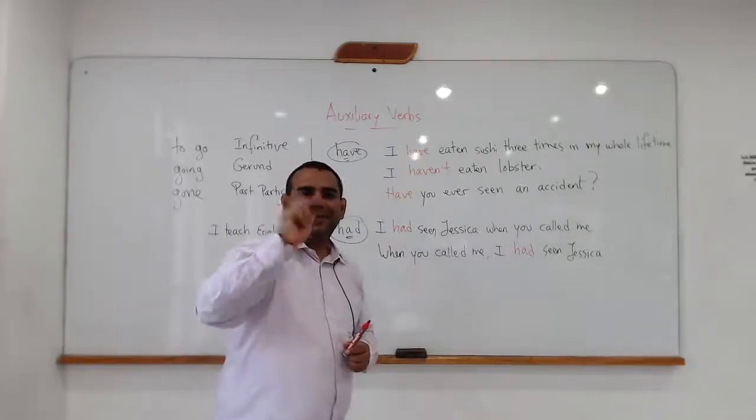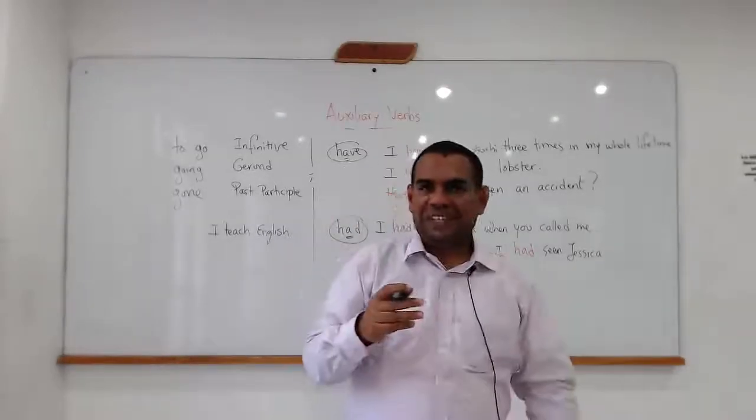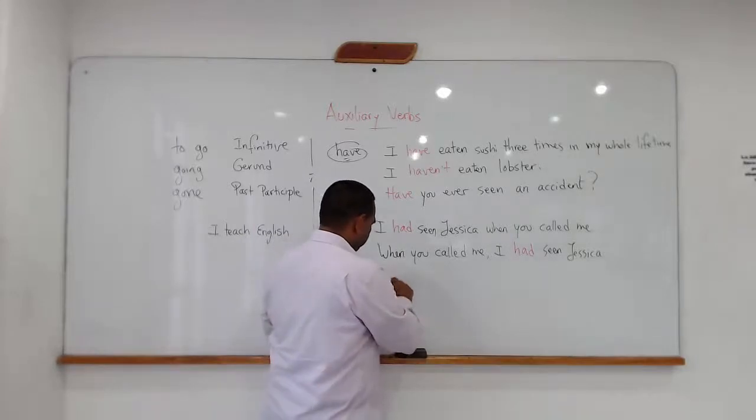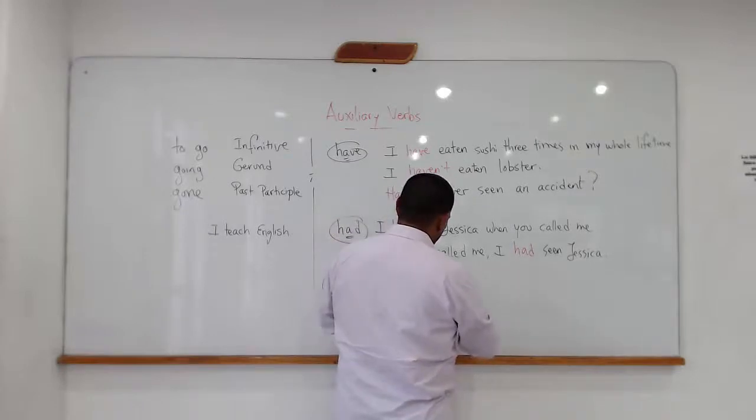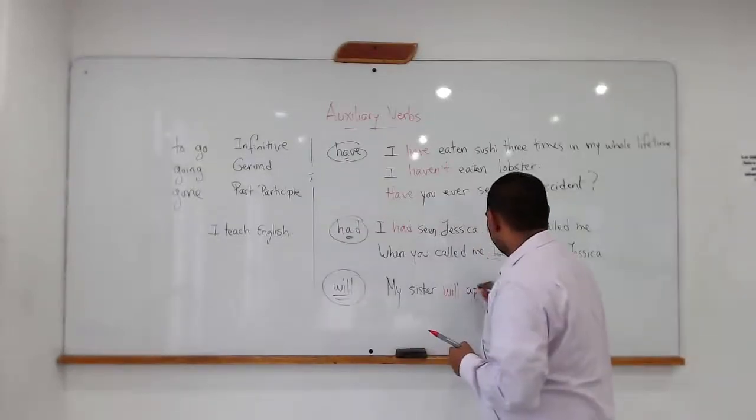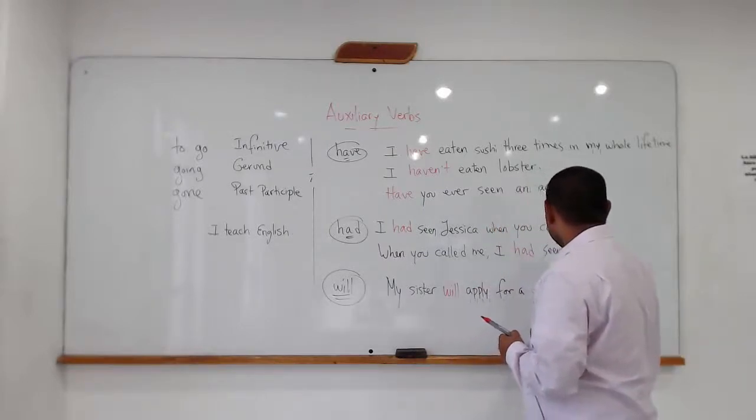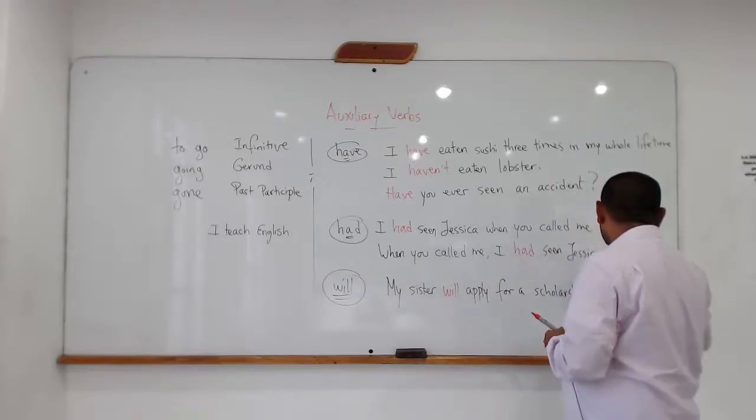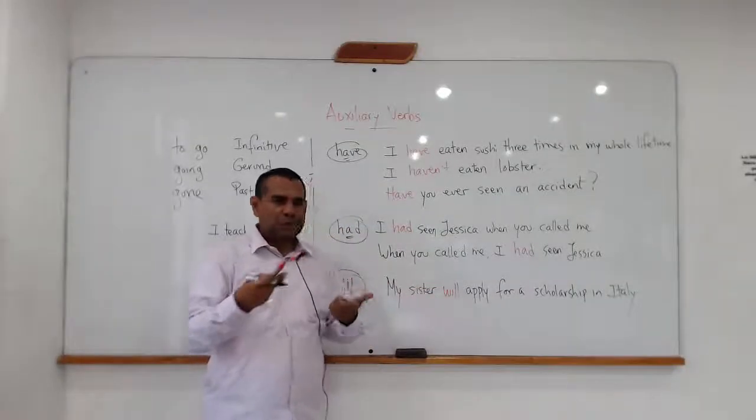Now we are going to study another one, which is "will," in order for you to indicate future. Will for you to indicate future, right? Okay, you say, for example, my sister will apply for a scholarship in Italy. Okay? My sister will apply for the scholarship in Italy.